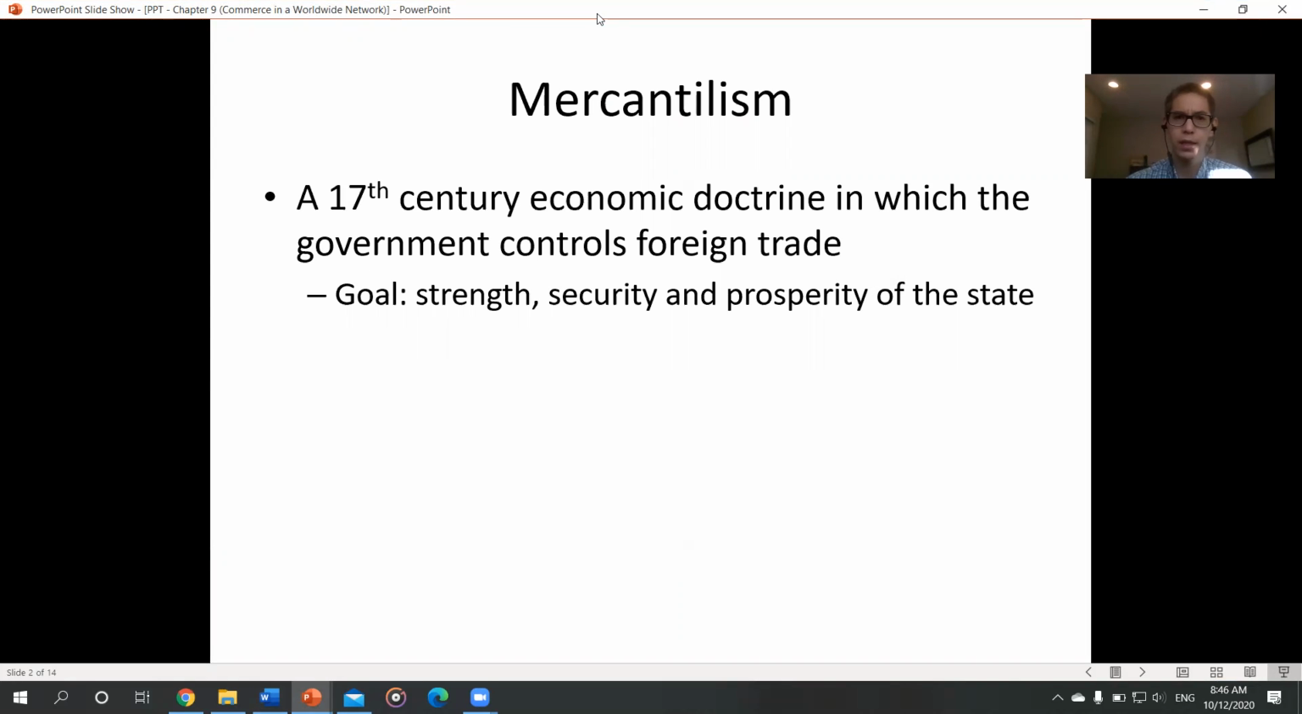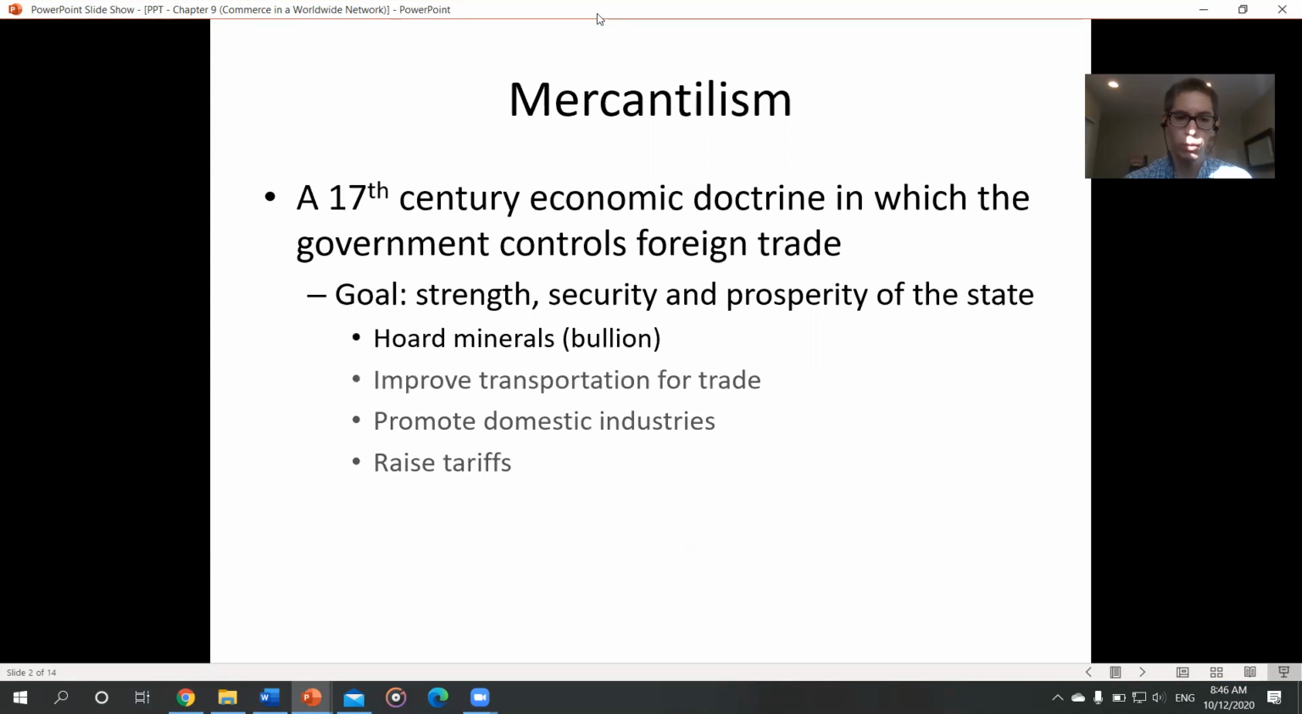So mercantilism, and if you look at the root word of mercantilism, you see the word mercant or merchant. Mercantilism is an idea that the government controls all trade. Or even bigger picture, mercantilism is when the government controls the entire economy. And the goal of mercantilism is not for individual businesses to make money. It's not for individual people to make a profit. Rather, the goal of mercantilism is for the state to become stronger, for the state to become more prosperous.